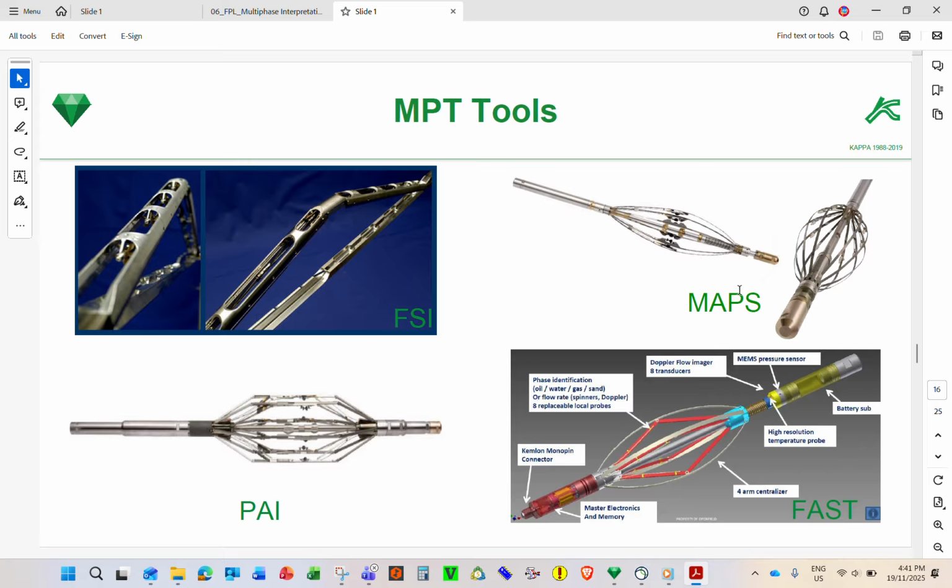And the open field is the fast tool. So yeah, this is the new tool. This is only 1 meter length. So you have the Doppler sensor, you have temperature, you have pressure. Doppler, you have 8 segments, and you have battery for memory, etc.